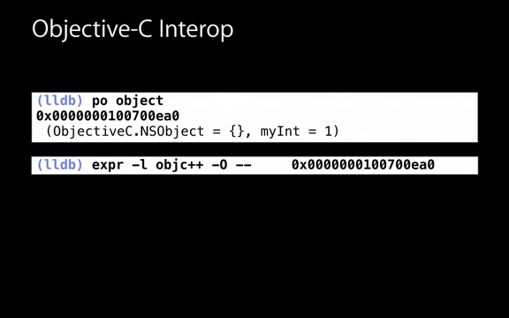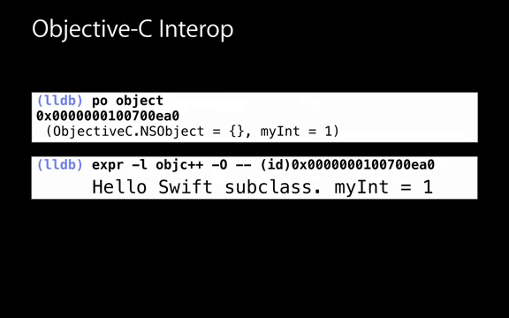I need to tell the compiler that what I actually want to see is not the number 0x000 something. I want to see the object at that location in memory. The simplest way to get there, just cast to id. And after all this magic, your result shows up, just like that.